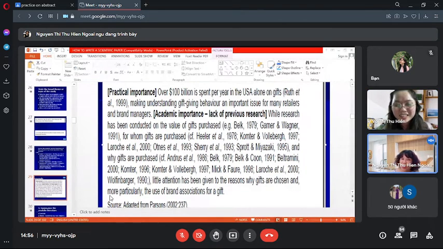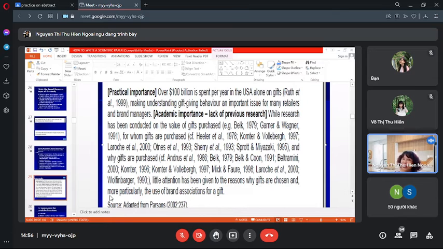Okay, so the use of brand association for a gift, and also why gifts are chosen, because the use of brand association for a gift is something that is still not studied enough. And he is going to fill in the gap here. That's right. So as for the practical importance here, you can see that the writer states the realities to show the importance of understanding gift-giving behavior as an important issue.